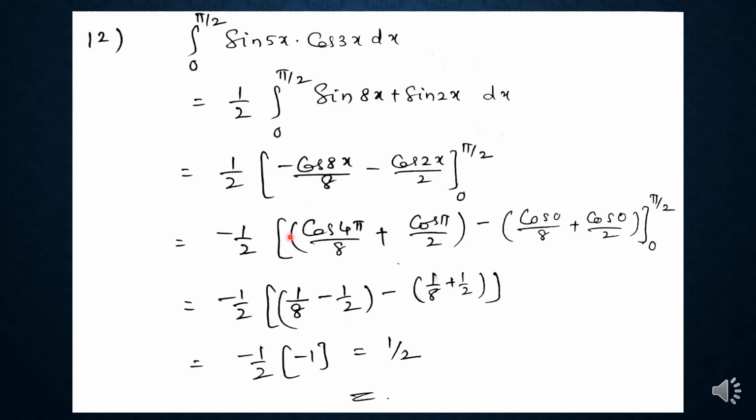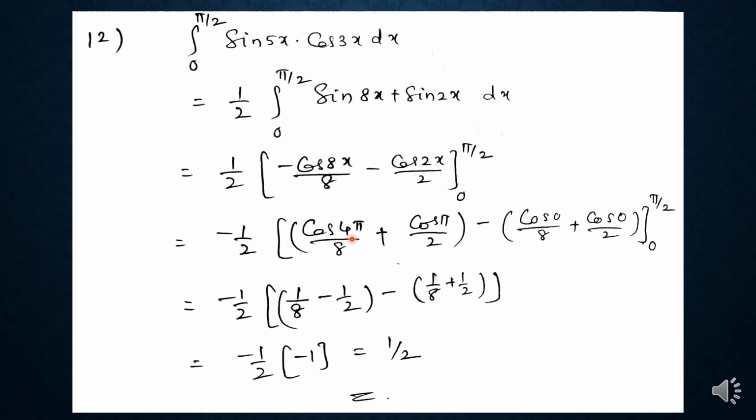Now by substituting the limits here, minus half into, for the upper limit x is equal to pi by 2, that becomes cos of 8 into pi by 2, that is cos 4 pi by 8, and minus is taken as common here: minus 1 by 2 into cos 8x by 8 plus cos 2x by 2, that is cos 4 pi by 8 plus, by putting x is equal to pi by 2 here, cos of 2 into pi by 2, that is cos pi by 2, minus, by putting x is equal to 0, this becomes cos 0 by 8 plus cos 0 by 2, minus half into cos 4 pi. Cos n pi is equal to minus 1 whole to the power of n.